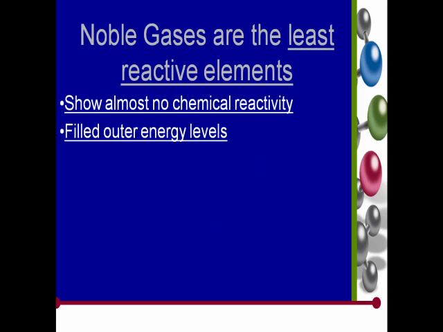Neon is a member of group 18. Group 18, remember from chapter 4, is the noble gases. Noble gases are the least reactive elements on the periodic table. The reason why is because they have a filled outer energy level. In other words, their s and their p sublevel in the highest main energy level is filled.